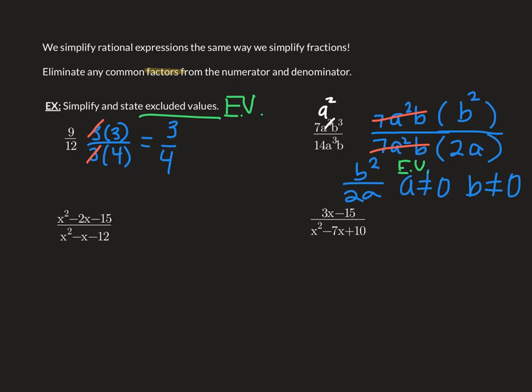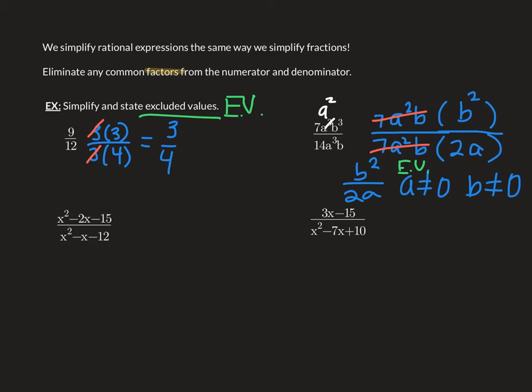So let's try it. If I look at this problem, the first thing I should always look for when factoring is a greatest common factor. Okay, do I have a greatest common factor in my numerator? I don't see one. Okay, do I have a greatest common factor in my denominator? I don't see one there either. All right, then let's go to the next thing. Is this a trinomial where a equals 1? And the answer is yes.